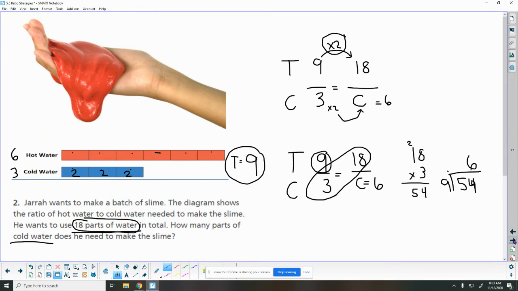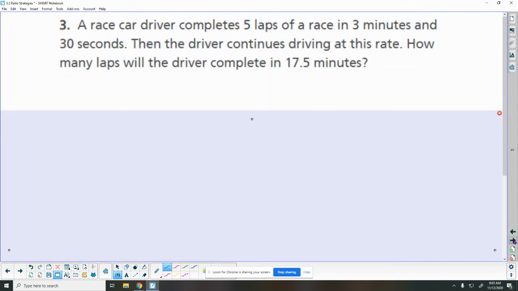Okay, task 3 tells us that a race car driver completes 5 laps of a race in 3 minutes. So we know we have laps to minutes. So 5 laps takes him 3 minutes. Oh, and so I didn't keep reading. And 30 seconds. I know that it takes 60 seconds to equal 1 minute. So if I have 30 out of 60, that equals a half. And as a decimal, that's 0.5.